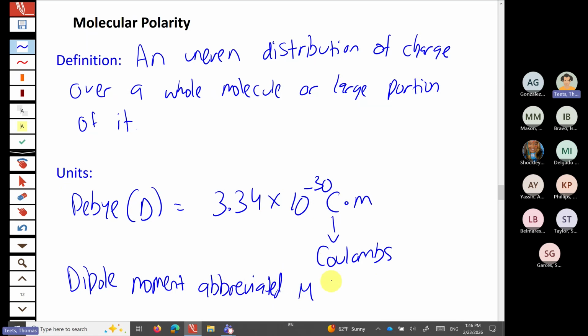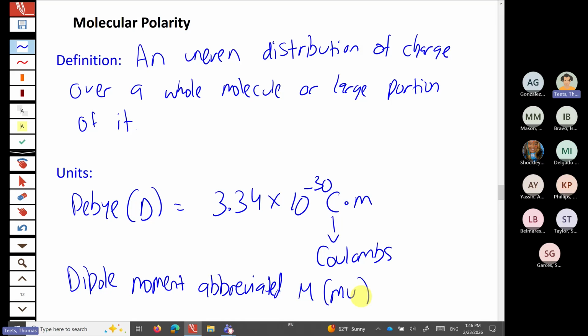Which is abbreviated with Greek letter mu. Now, again, even though there is a quantitative basis to this, we don't expect you to know this part of it. This is just background. The determination you're going to have to make in this class is basically just a binary decision. Is a molecule polar or nonpolar?